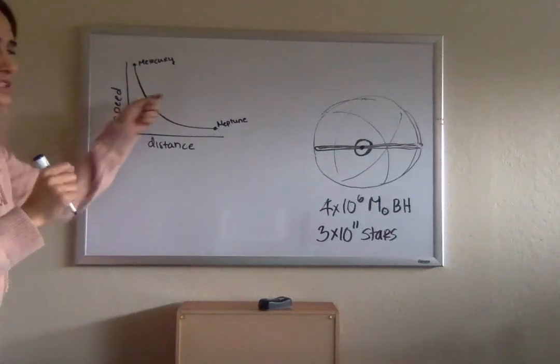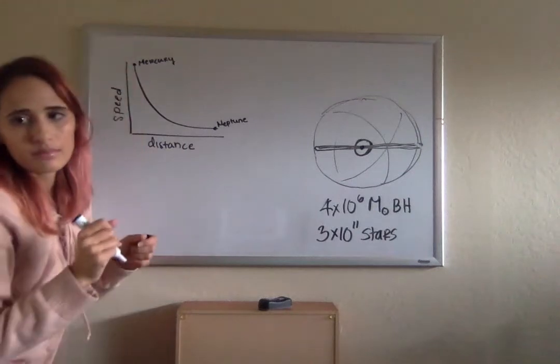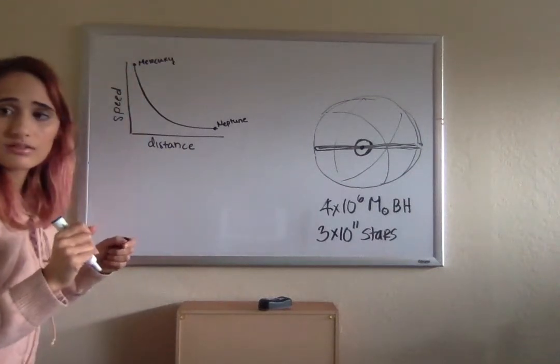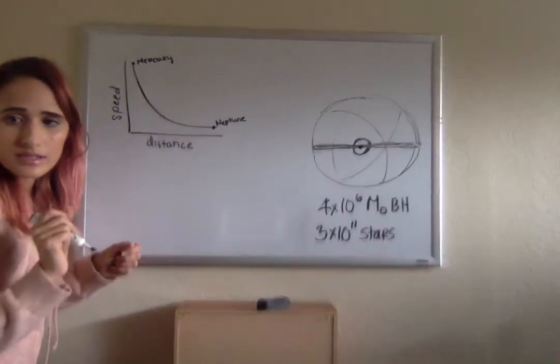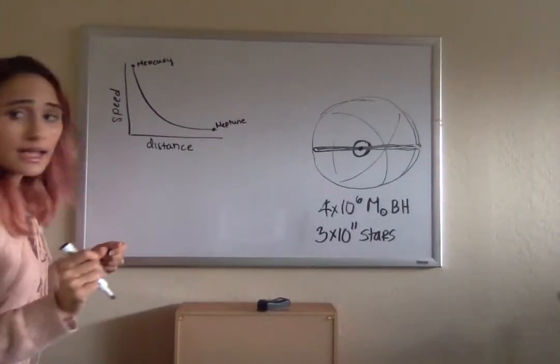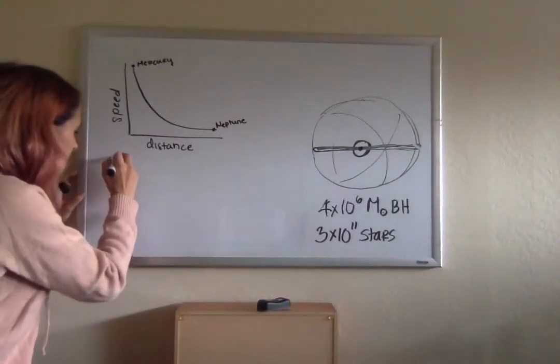So this is what we expected to see when we started measuring the speeds of the stars going around the center of the galaxy. And instead, we got a plot that looked like this.